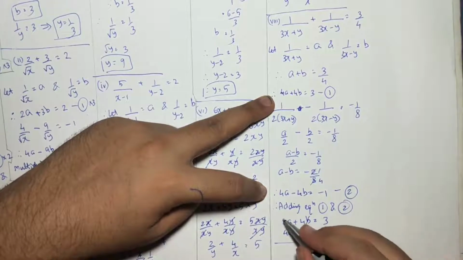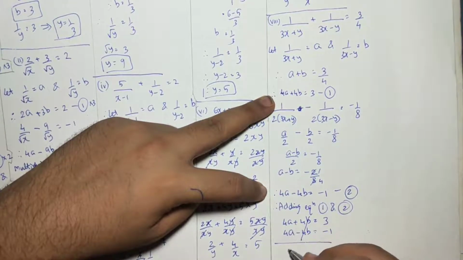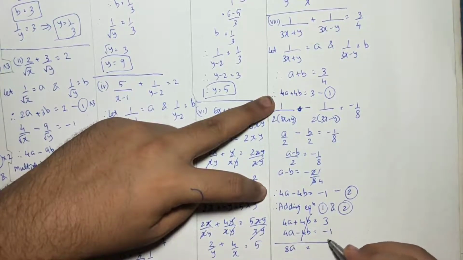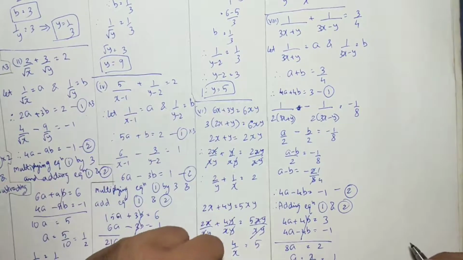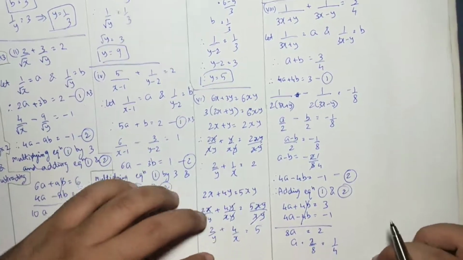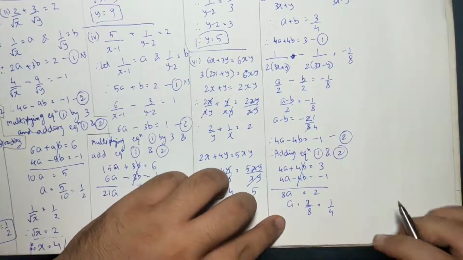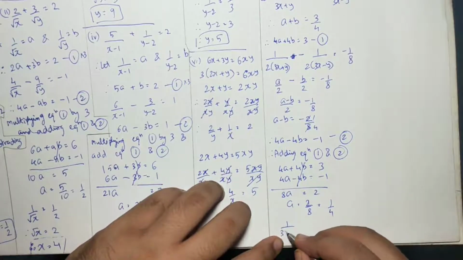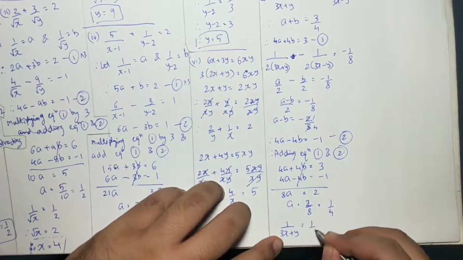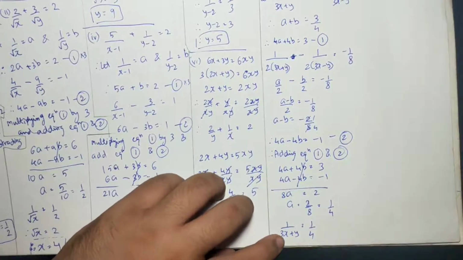This will cancel out. This will be 4a plus 4a, that is 8a. 3 minus 1 will be 2. So a will be equals to 2 upon 8, that is 1 by 4. This is your a. A comes out to be 1 by 4. Now a, what was a? 1 upon 3x plus y equals to 1 by 4.